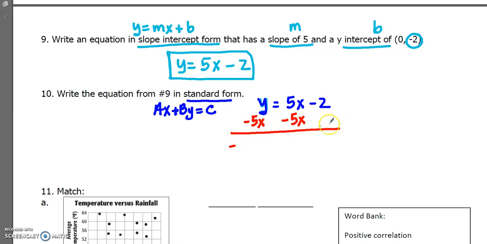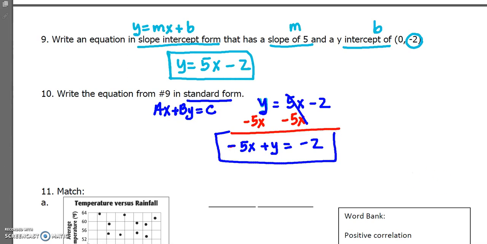I will write my x term first. I'll have my negative 5x. And then I have a positive y equals, this is gone, and I bring down my -2. So now this looks just like this, right? The x and the y's are together. So there's my answer for number 10.